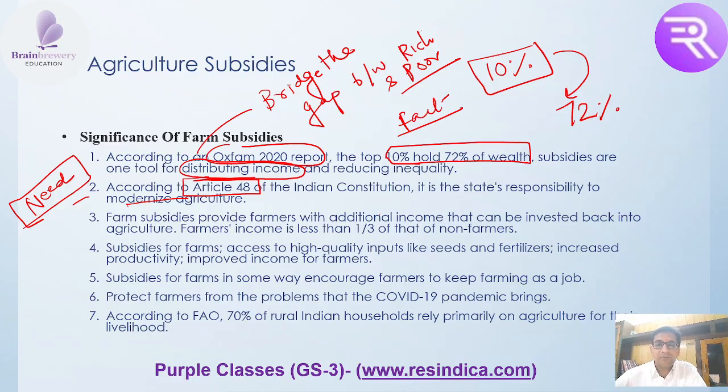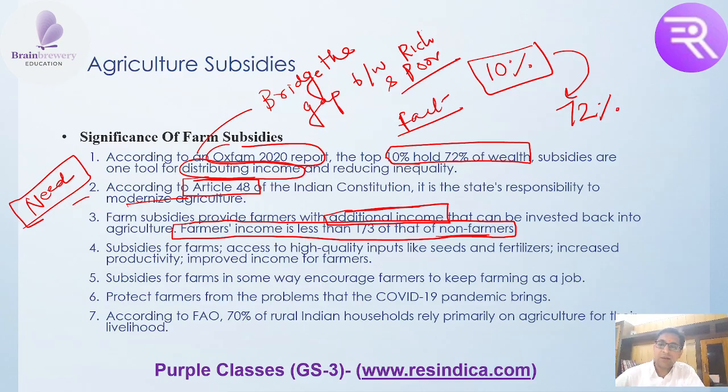Farm subsidy provides the farmer with additional income. Obviously, whenever you are providing subsidies to the farmer, the farmer is getting additional income, which the farmer is investing in agriculture. That is the notion that we have taken. Okay, so farmer income is less than one third of the non-farmer. Because in our country, what a farmer is earning is one third of the non-farmer, right?